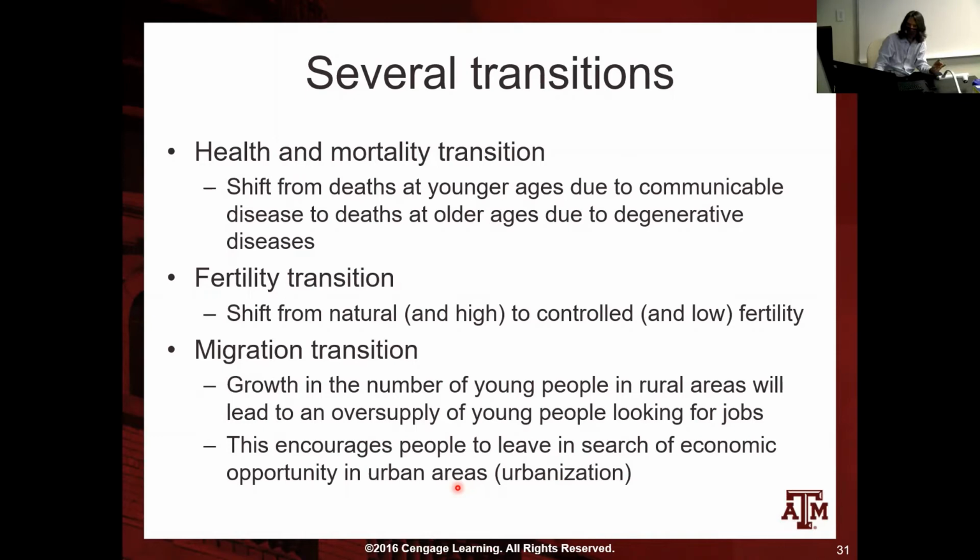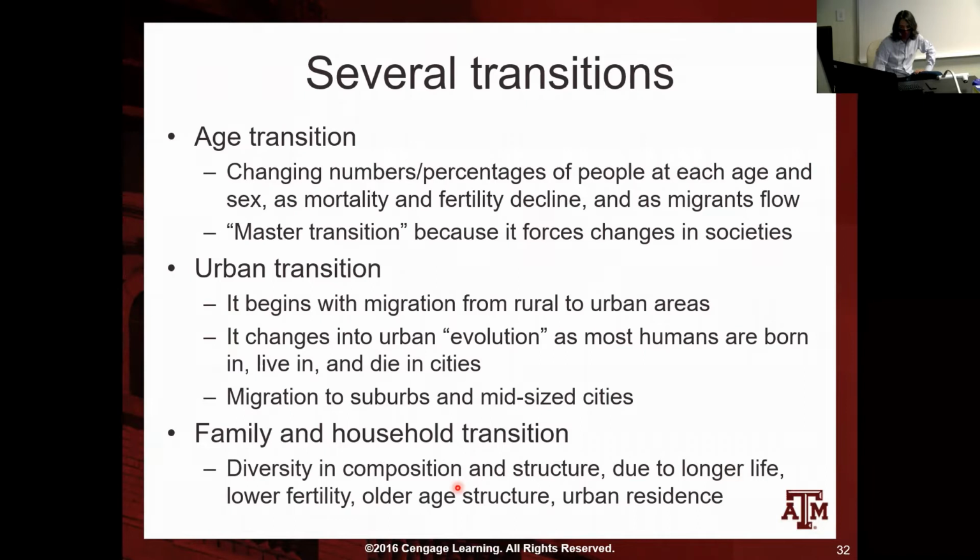And like I mentioned before, age transition is the change in numbers and percentages of people in each age and sex group, associated with mortality and fertility declines. When mortality declines, you start to have more people in older ages. So it changes age composition. When fertility declines, it decreases the number, the proportion of children. So it also changes age composition. And countries that receive a lot of immigrants start to have an increase in the working age population. And countries that have a lot of people leaving have a proportional decrease in the number of working age people. So the age transition is also called the master transition because it's associated with the three demographic components.